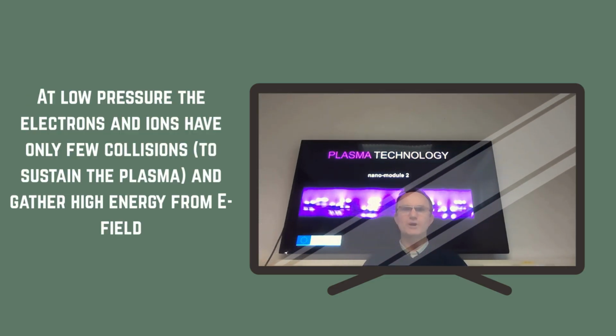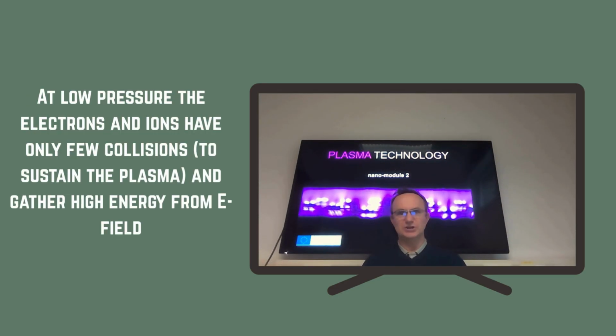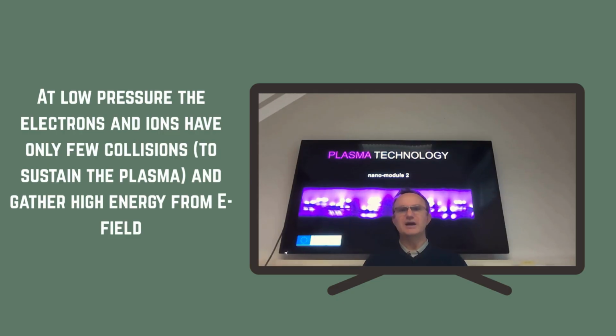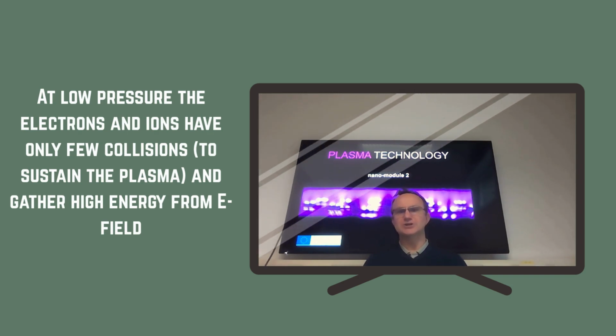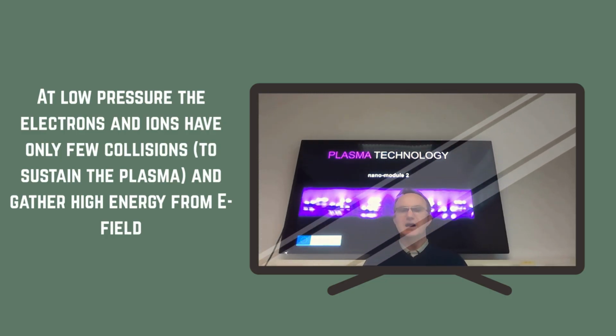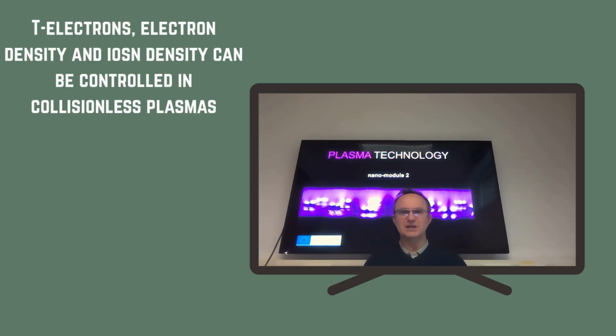What is important at low pressure, the electrons and ions have very few collisions. Those collisions are just enough to sustain the plasma. Electrons get high energy from the electrical field, and with only those few collisions they will ionize other species, forming the discharge. But because of only few collisions, we can call this plasma collisionless plasma. That plasma will be dominated by diffusion processes. And important there is that we can control precisely electron temperature, electron density, and we also can control the density of ions. And even more.